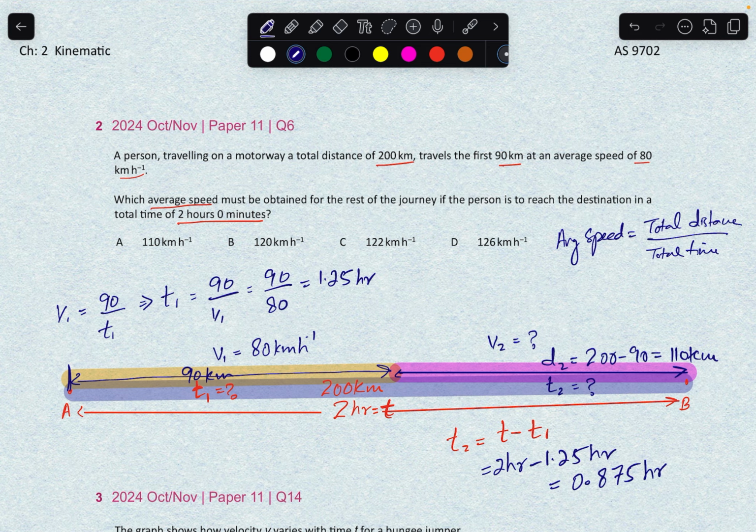Okay, so this is the time. So now we can substitute this into our basic relation, that total average velocity is total distance over time. Distance was 110, time is 0.875. You will get 125.7, that is nearly 126 kilometers per hour. So the option is D.